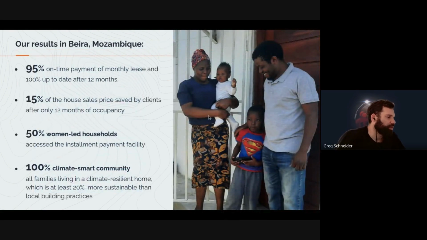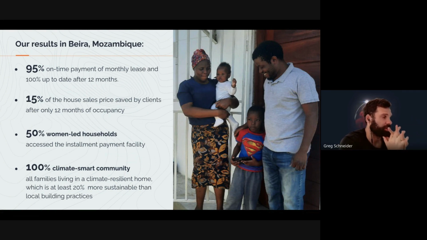So looking at the first 12 months, we had 95% on-time payment across the leases. 15% of the house sales price was saved by clients after only 12 months of occupancy. As always, our impact measures are something that we're very proud of. So 50% of homes that had access to this installment facility were women-led households, and our homes are 100% climate smart and climate resilient. I mentioned earlier on how 80% of the housing stock in Beira was destroyed.